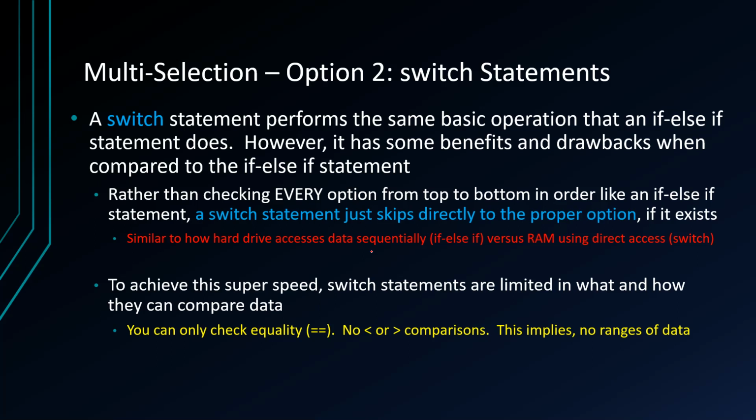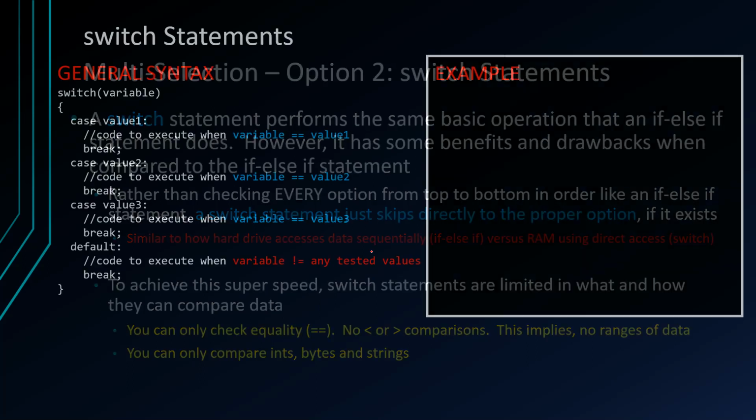So the first thing is that you can only check equality. The next thing is that you can only check certain types of data: ints, bytes, and strings. That's it. So those are your major restrictions. You have to check equality against an actual value that's either an int, byte, or string. All right, so what does it actually look like?